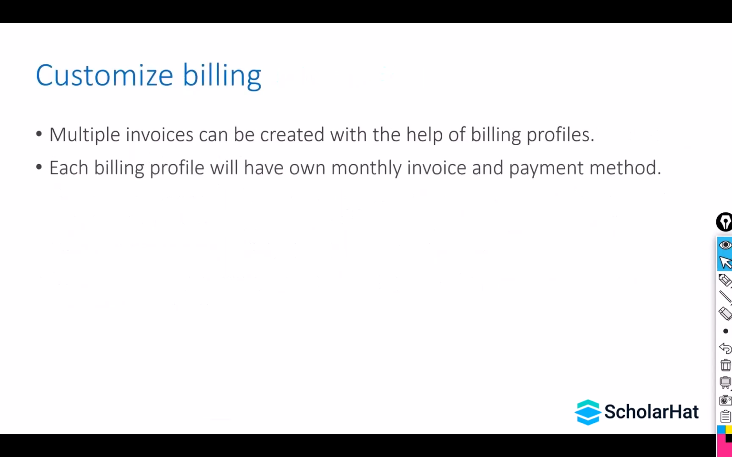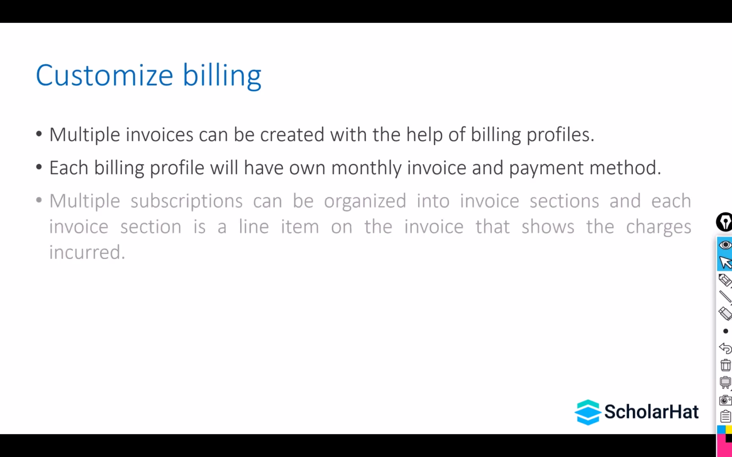So this is the way the billing can be customized. As per your requirement, you can customize the billing. You can even create multiple invoices, and each billing profile will have its own monthly invoice and payment method. Now the question is, how can we create multiple invoices? For this, you have to create a billing profile, and each billing profile will have its own payment method. Payment method means you have to mention your credit card detail there. So every time an invoice is raised, you have to pay as per your payment method.